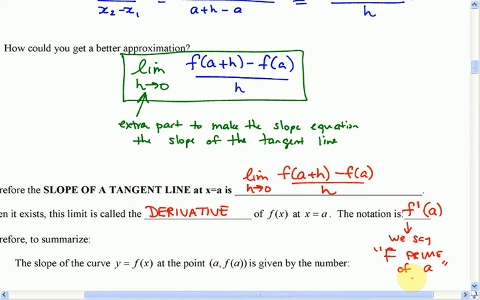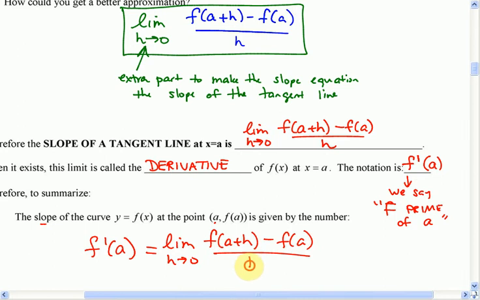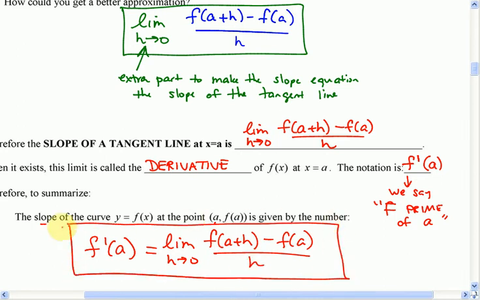So ultimately, after all this, what I want you to understand is that the slope of a curve at this function at a point a comma f of a is given by this. It's the limit of h approaches 0, f of a plus h minus f of a all over h. And for those of you who are taking calculus, please memorize this. I don't have a formula or song for this, but you'll need to know this formula for sure.